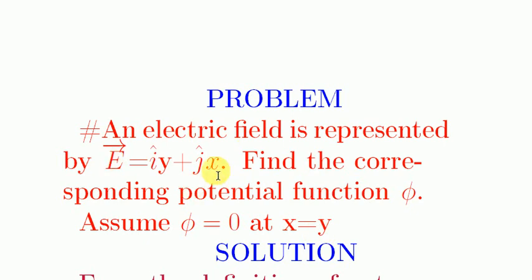An electric field is given in this problem and we have to find the potential function phi corresponding to this electric field E. So this is the problem, and there is a condition that phi equal to 0, that is potential equal to 0, when x equal to y. So this is the problem. Now let us see the solution.